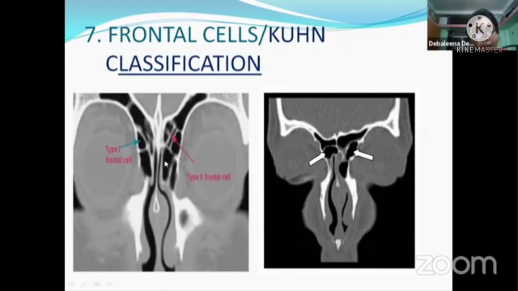On this side you can see this is the agger nasi cell. Two or more cells above the agger nasi is known as the type 2 frontal cell. Now in this picture, this is the agger nasi cell. This is a single cell above the agger nasi. So we might think this is a type 1 cell, but this is not so. Why? This is because a type 3 cell is any cell above the agger nasi which will occupy less than 50% of the frontal sinus. So if this is the frontal sinus, this is 50% of it, it lies below 50% of it, and it has an indentation within the frontal sinus. So this is a type 3 frontal cell.